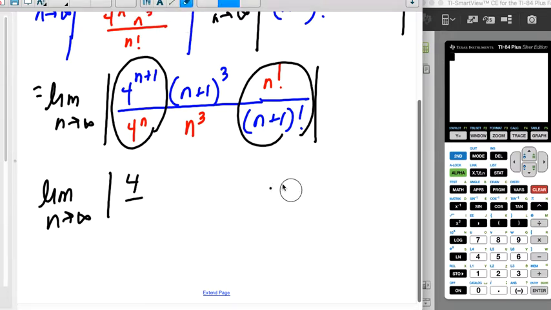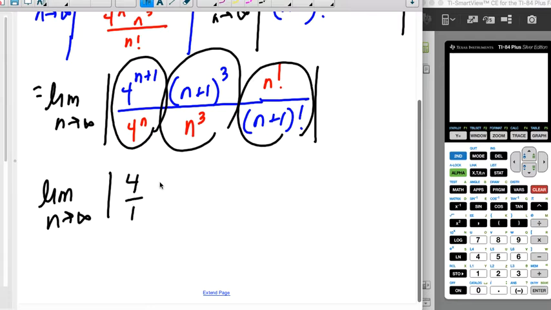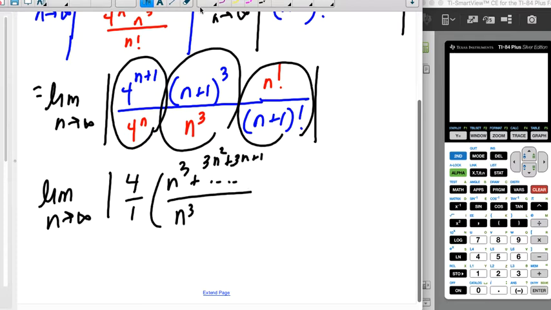Okay, so when I clean these up, we'll deal with this one first. This is a 4 over 1, and this thing is going to be an n cubed plus a bunch of stuff when I FOIL it out, over an n cubed. Technically, this is n cubed plus 3n squared plus 3n plus 1, because I know my Pascal's triangle, but I don't actually care what it is.